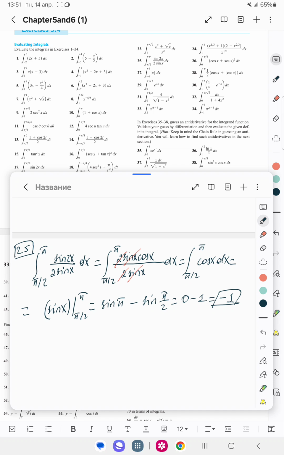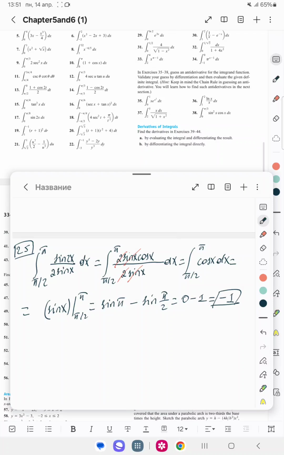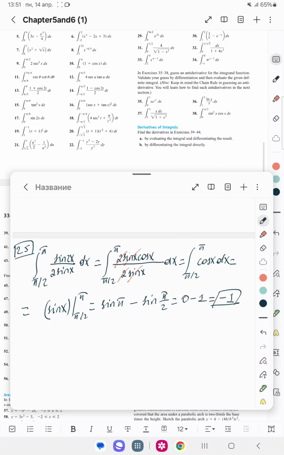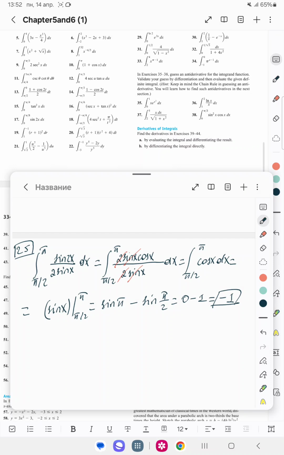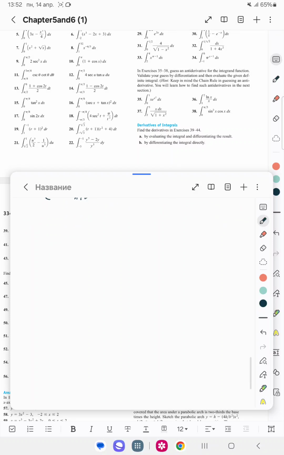Another example. I think it's enough from this part, because I really don't know which one can be difficult for you. Maybe 33 or no, 34. Okay, this is an interesting one. From minus 1 to 0, pi to the power of x minus 1 dx. Interesting one.